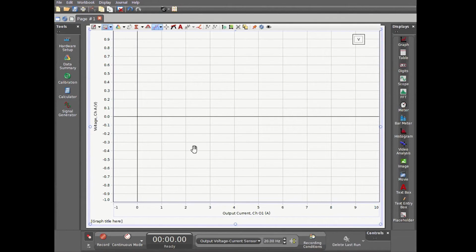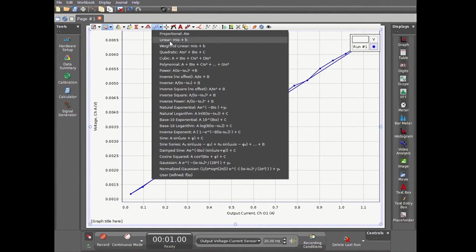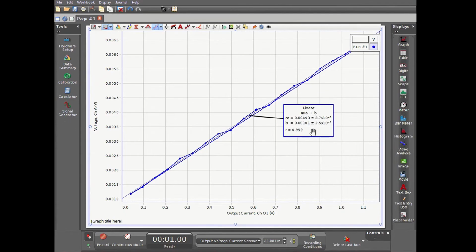Now we have everything set correctly. So I'm going to start recording. And notice how my data is in this small portion of the screen. So I'm going to resize by clicking the auto scale. And here is my data. So according to Ohm's law, this should be a linear relation. And the slope of the line represents the resistance of this section of the wire.